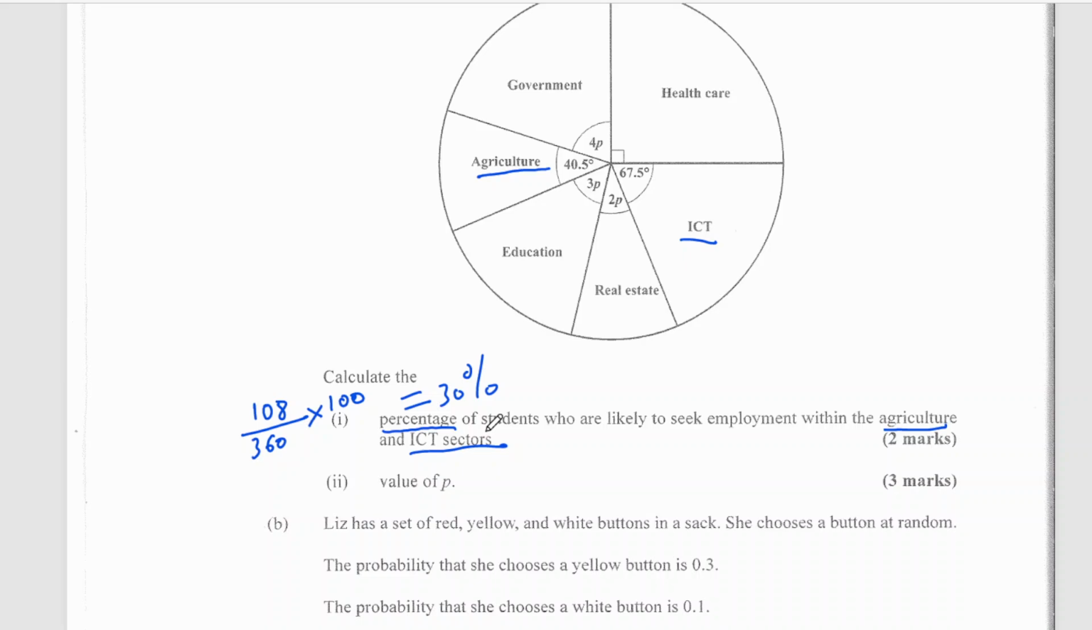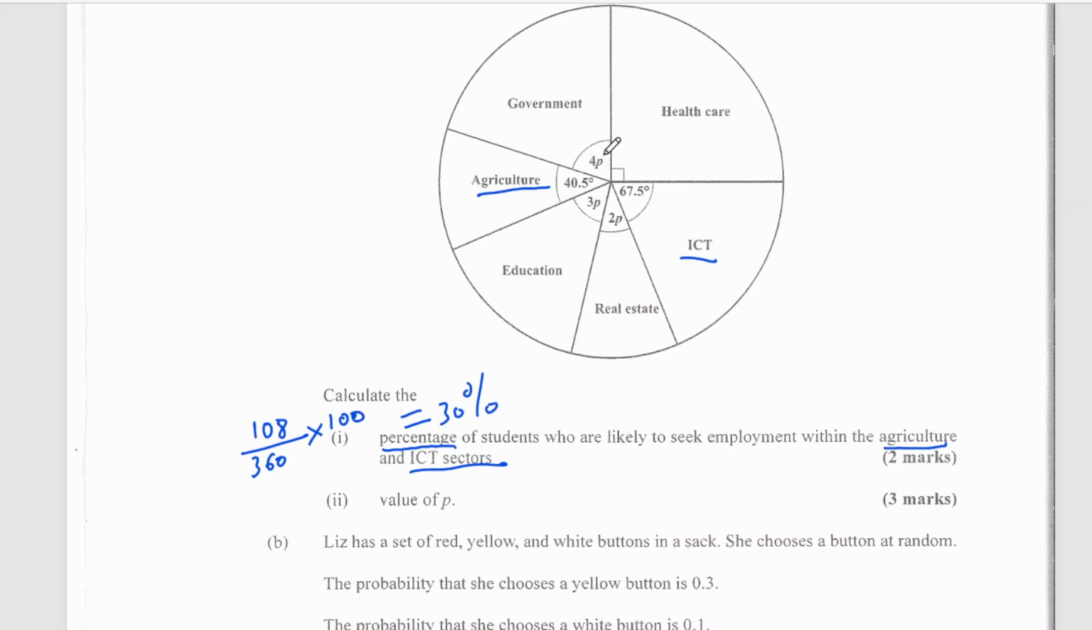Next up, they ask to calculate the value of P. So let us see where they have P inside here. They have a sector here as 4P, then they have 3P, they have 2P. In this question again, we know the total circle is 360. So if we add up all these sectors and put it equal to 360, we could solve for P. So to do part 2, we would add up 4P plus 3P plus 2P plus 40.5 plus 67.5, which is 108 from before.